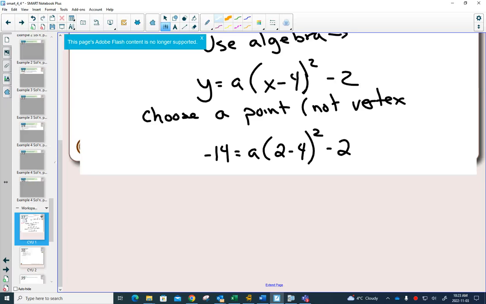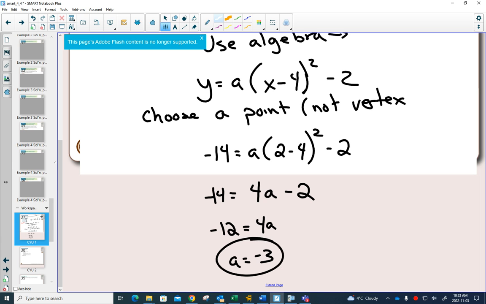So now you just have to be careful with your grade 9, grade 8 equation solving, right? I want to get A by itself. Order of operations, can you see that this whole thing would be -2 inside the bracket? Squared would be +4. How do I get A by itself? I would have to add 2 to both sides. That will give me -12 equals 4A. Divide both sides by 4. And I get A is equal to -3.